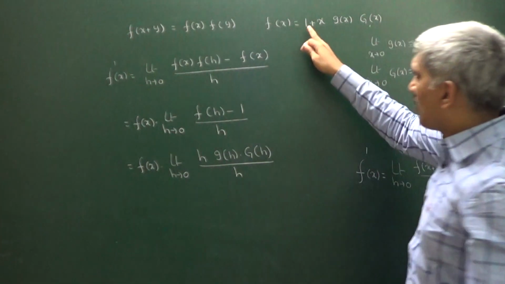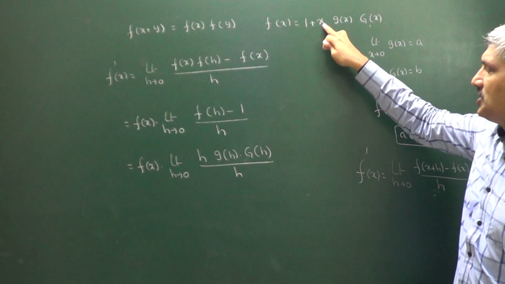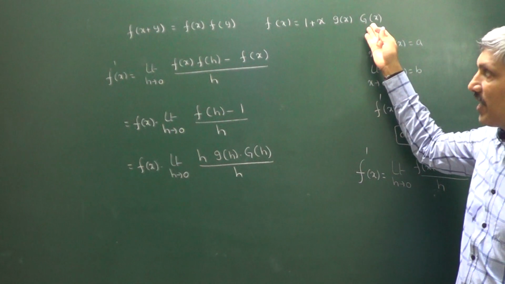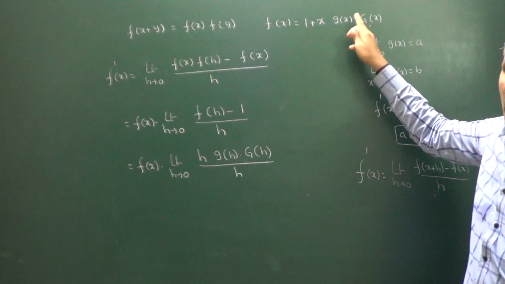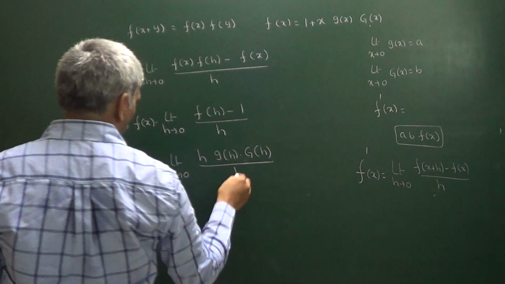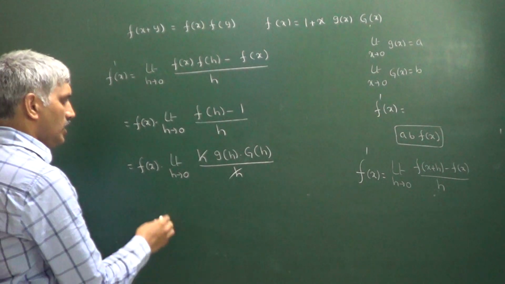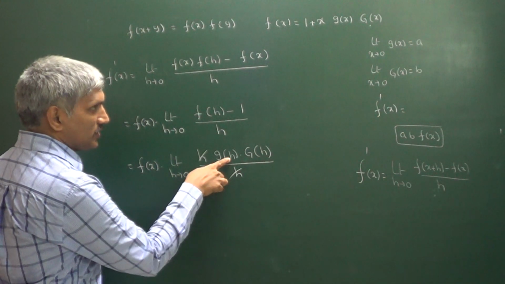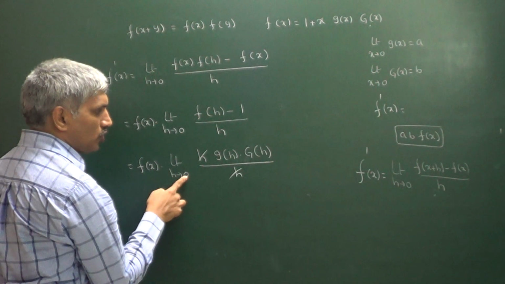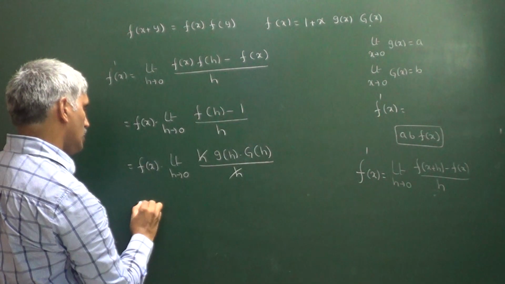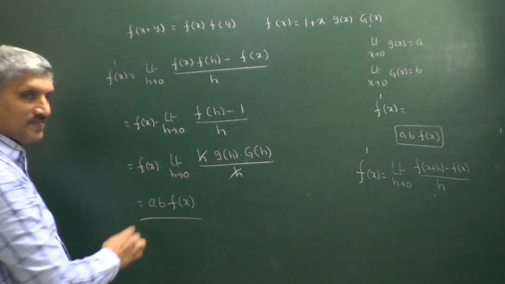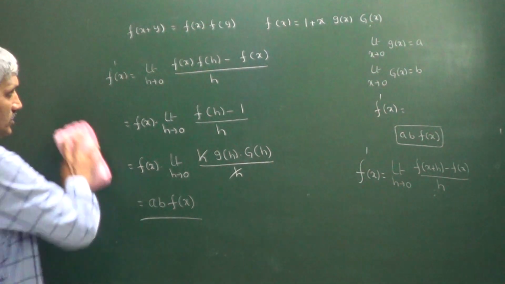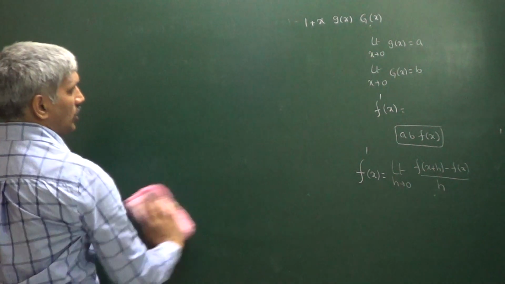And here f of x minus 1 is equal to x into g of x into capital G of x. Now f of h minus 1 is equal to h into g of h into capital G of h. So the problem is over. h cancels. Limit h tends to 0, g of h is given as a. Limit h tends to 0, capital G of h is given as b. So we are getting the answer as ab into f of x. Right? So that is one question based on functional equations.